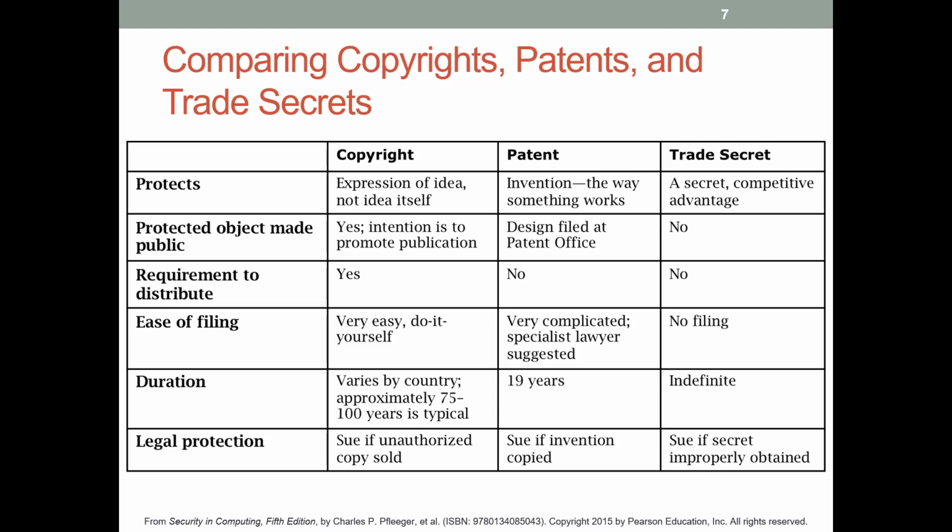If you think about patents, you need to file and submit the design to the patent organizations, but we don't need to disclose or publish trade secrets. Looking at the requirement to distribute, we have a requirement to distribute for copyrights, but the distribution requirement is not available for patents and trade secrets. Next, easiness of filing. It's very easy to file copyright content. You can copyright the content by yourself.